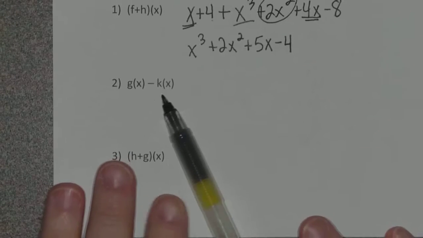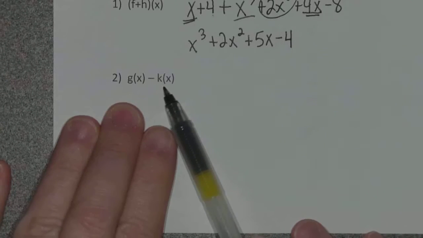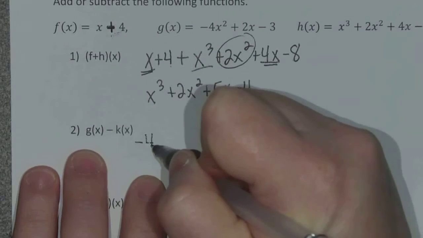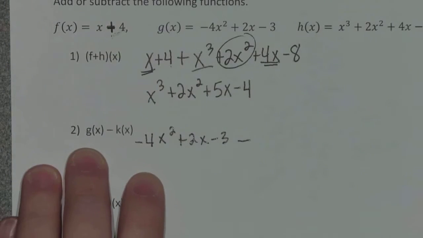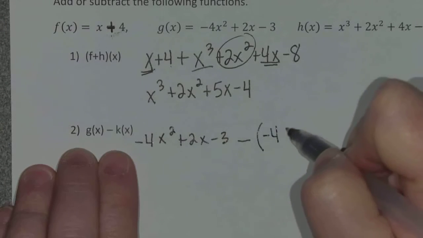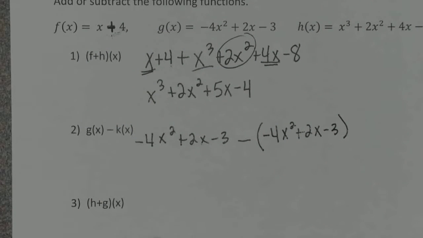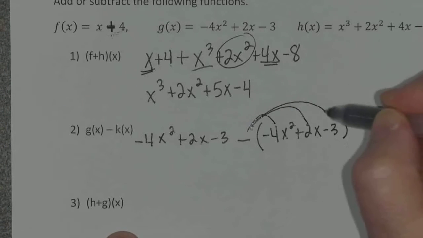All right, what am I asking you to do this time? This time I'm asking you to take the g function and subtract off of it the k function. So I'm going to come up here and grab my g function, which is a negative 4x squared plus 2x minus 3. And I'm going to subtract off the g function, remembering that I'm subtracting everything in the g function. Again, I like to put my parentheses there to show that I have to subtract it all. And then I'm just going to have to take that subtraction sign to every part of that. So coming here, here, and there.